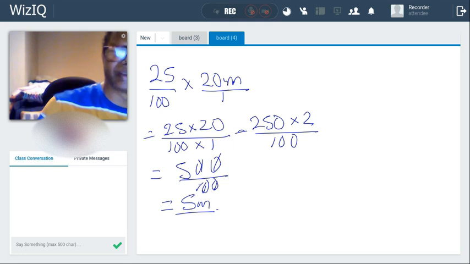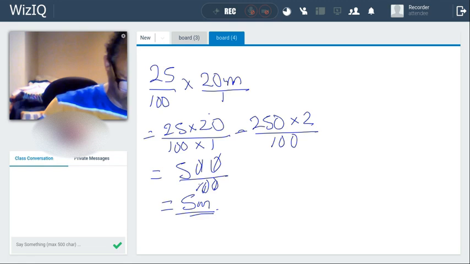Now, always the problem, students forget to write what they are. So they forget about the pound sign, they forget about the meter sign. The moment you just write a number, it has no meaning. That's it, you get a 0. So don't forget those.